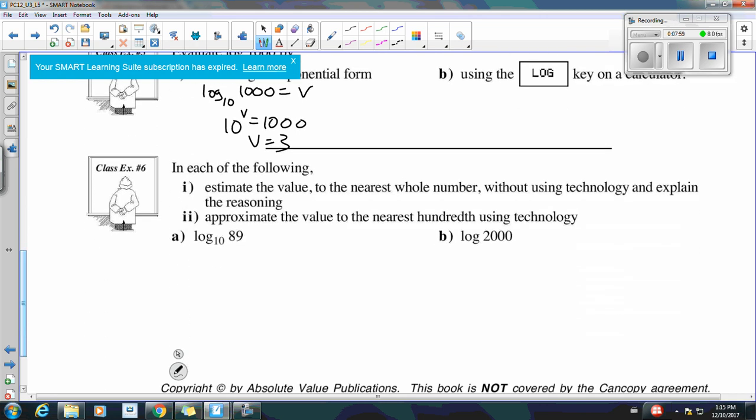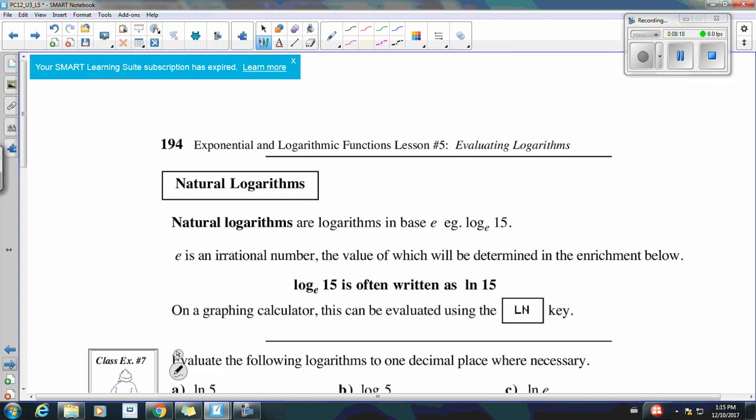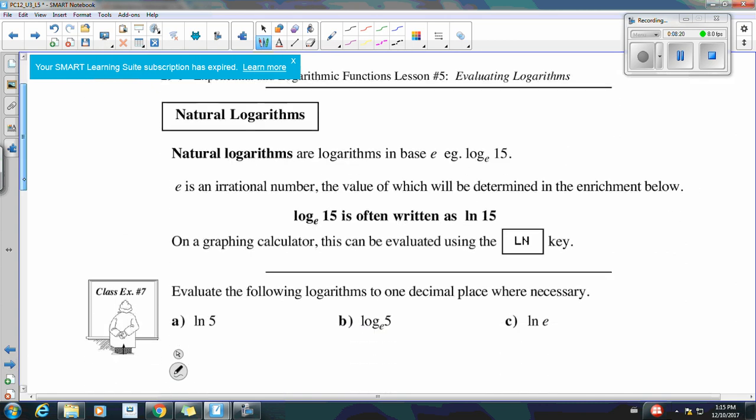So in each of the following, estimate the value to the nearest number without using technology. We're not going to worry too much about this because, like I said, our calculators can do it. It's just important to know this is saying 10 to the power of what equals 89. This is not going to be a whole number, so we'll need our calculator to help us get an exact value there.